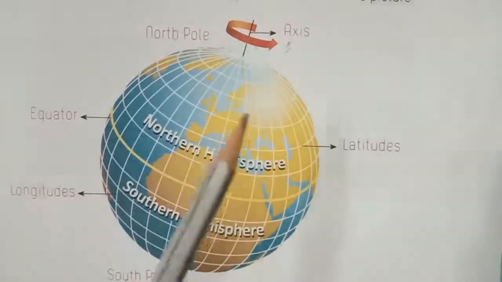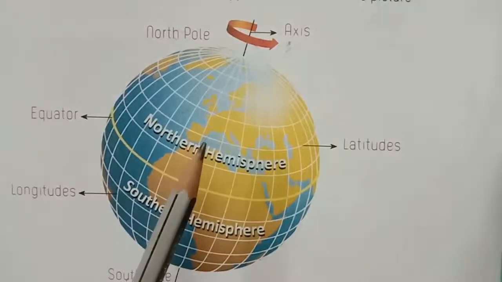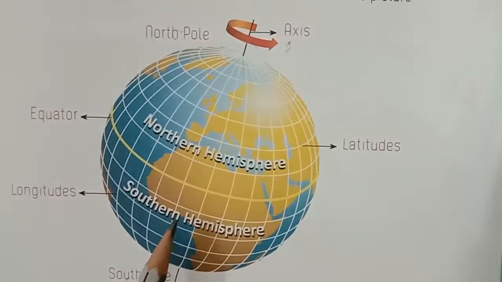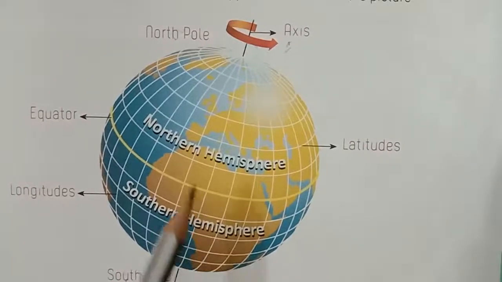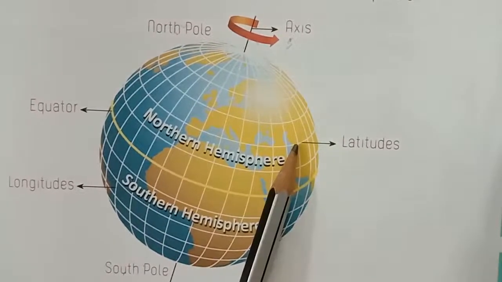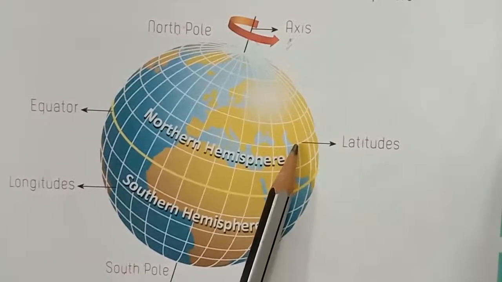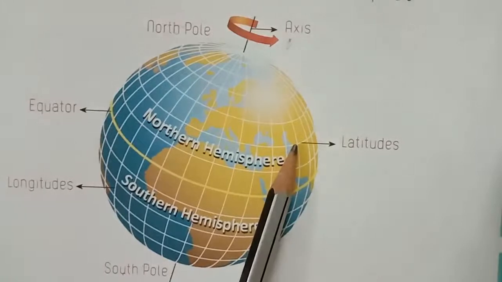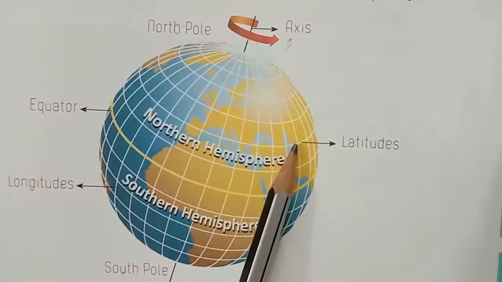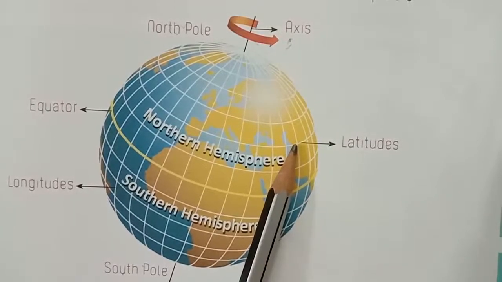Equator is an imaginary line halfway between North and South poles. It divides the Earth into two hemispheres, Northern Hemisphere and Southern Hemisphere. Latitudes, children. The horizontal imaginary lines running parallel to the equator are called lines of latitude. They specify the north-south positions of a location on the Earth from the equator.